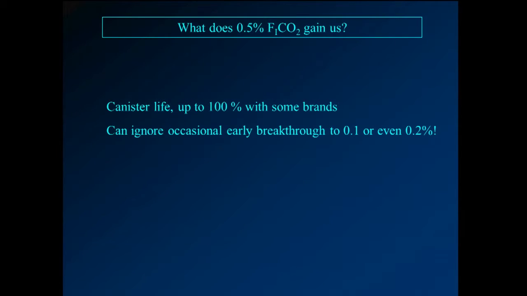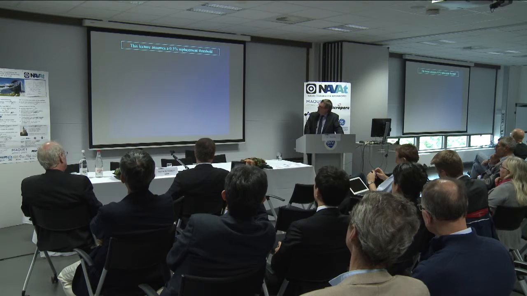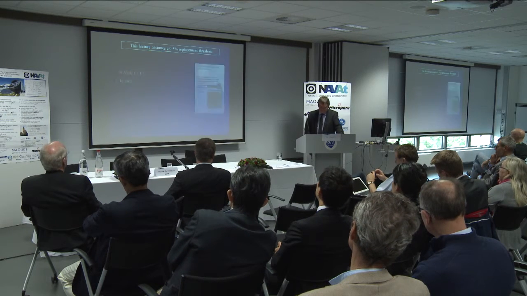But so what? What does a 0.5% FiCO2 threshold gain? Well, up to 100% of canister life with some absorbents. And occasionally you see early breakthrough with some canisters. I've seen it in maybe 1 out of 50 canisters I tested, and the FiCO2 goes immediately to 0.1 or 0.2, and often you can just leave it be, and they last for as long as the other ones. But that's just anecdotal. So, for the remainder of this lecture, I'm going to assume that the FiCO2 replacement threshold is 0.5.